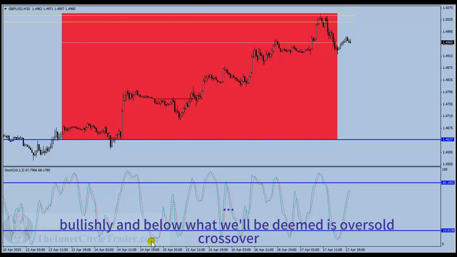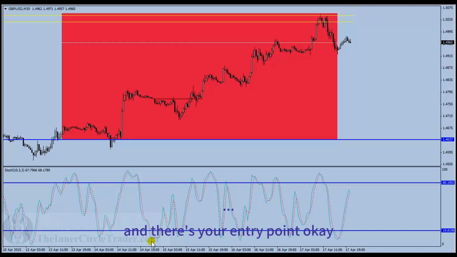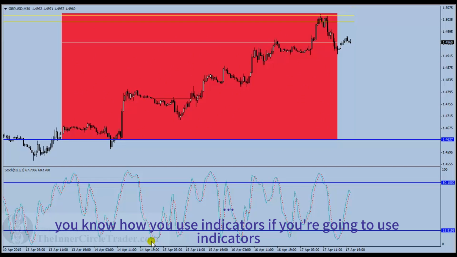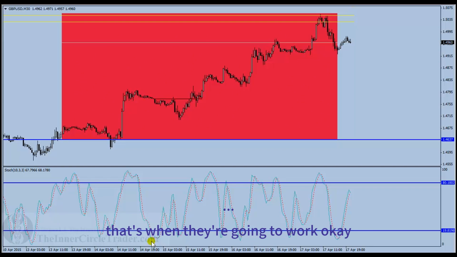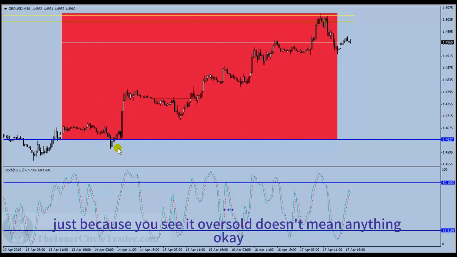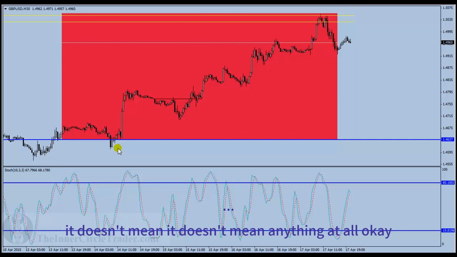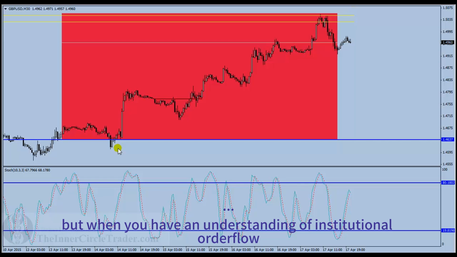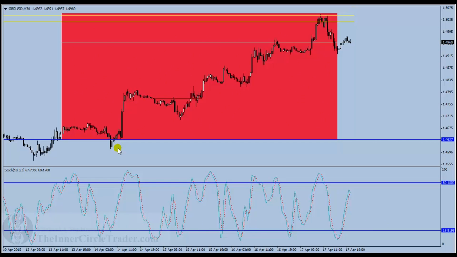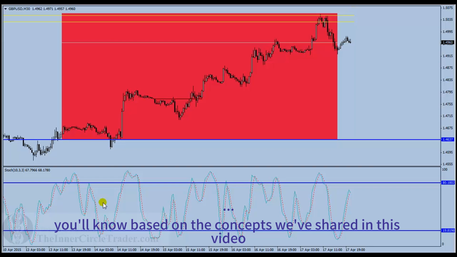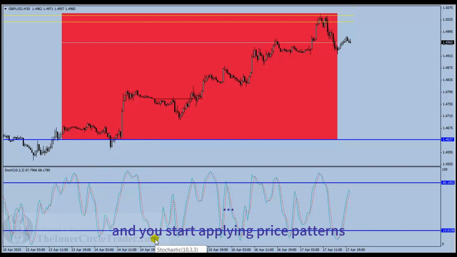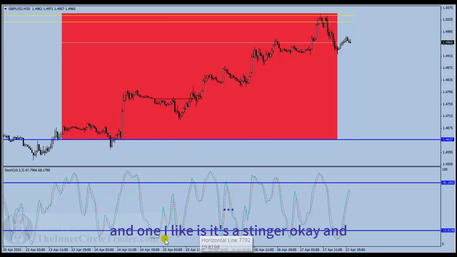But when you have an understanding of institutional order flow, you'll know based on the concepts we've shared in this video, and you start applying price patterns. And one I like is the Stinger. Another one is ICT Holy Grail, and I'll talk about them. You've probably already seen a video where I use that, but it's blending patterns within another pattern, and I'll just show you one here. We have a low in the stochastics here, and we have a lower low than this one here, but the price is high. And also, look, we got a bullish divergence.